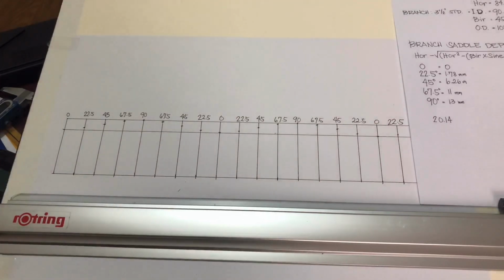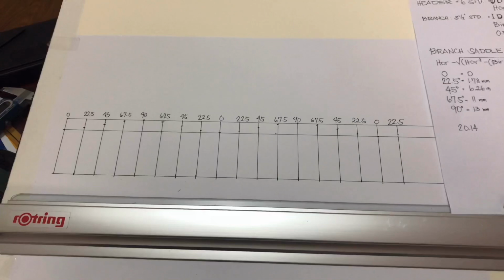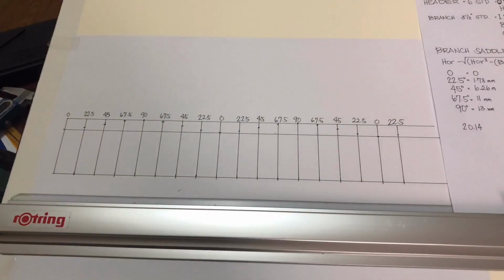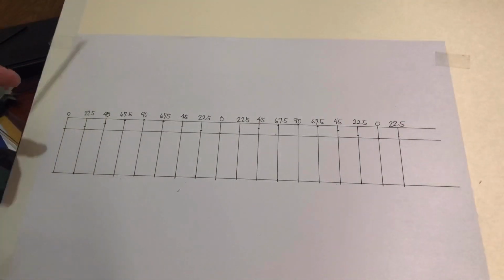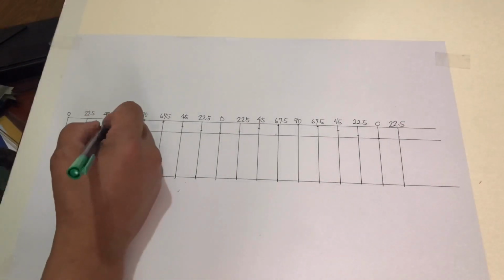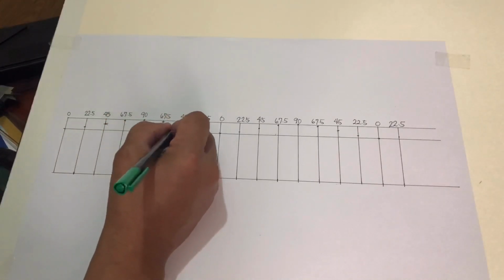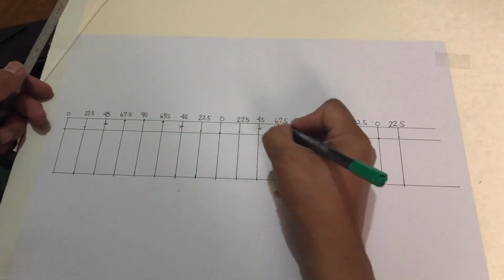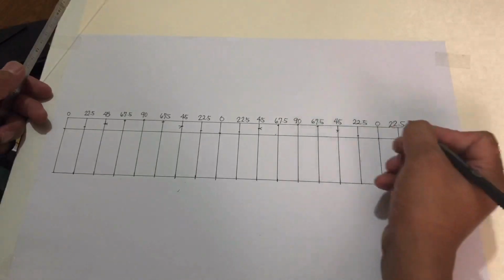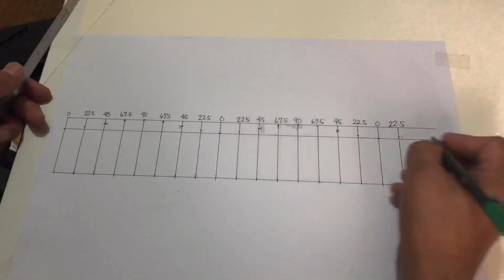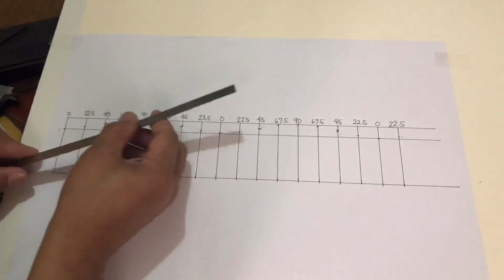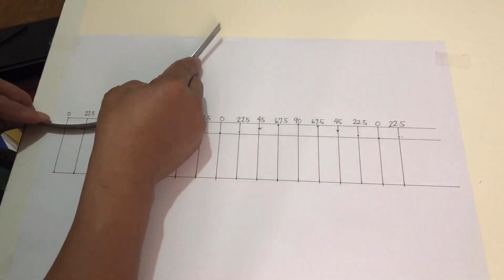Now, the next thing we will be doing is mark the contour line. So there's a technique for marking the contour line. So you need to always stop on the 45 degrees division. So 45, then end there and end to the 0. So let's start.